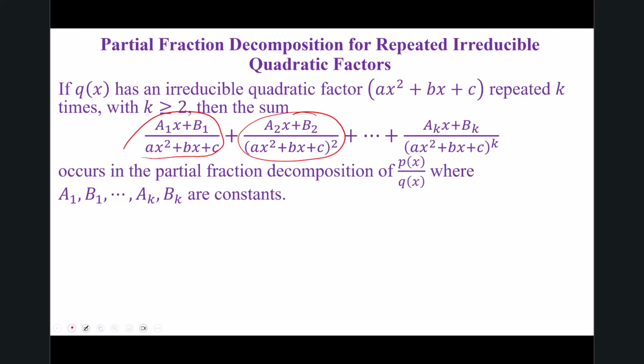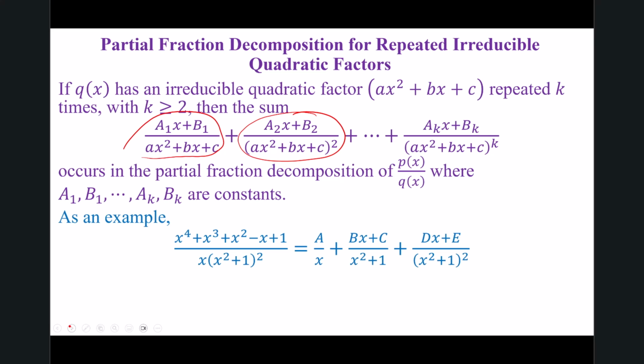So for example, we have this one right here, x to the fourth plus x cubed plus x squared minus x plus 1 over x times x squared plus 1 squared. Then x is a linear factor, so I have A over x. X squared plus 1 is quadratic, that can't be factored further, so I have bx plus c over x squared plus 1. But because it's repeated, then I also have dx plus e over x squared plus 1 squared.